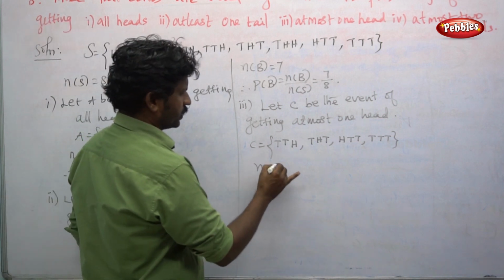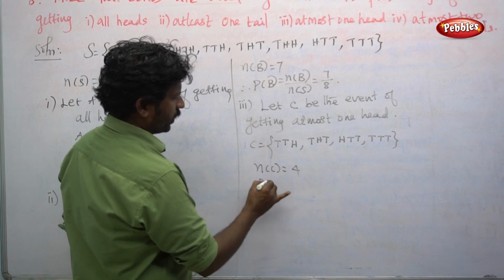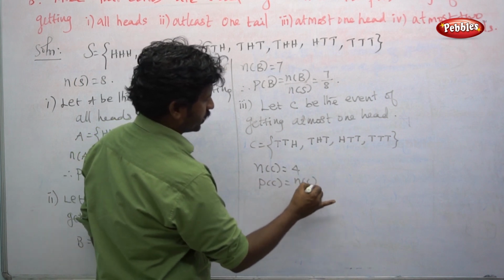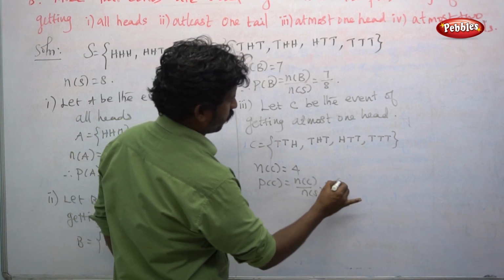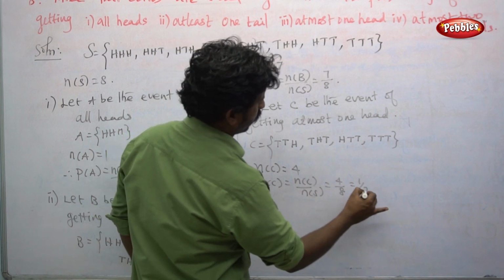So n of c is equal to 4, p of c is equal to n of c by n of s, 4 by 8, which is equal to 1 by 2.